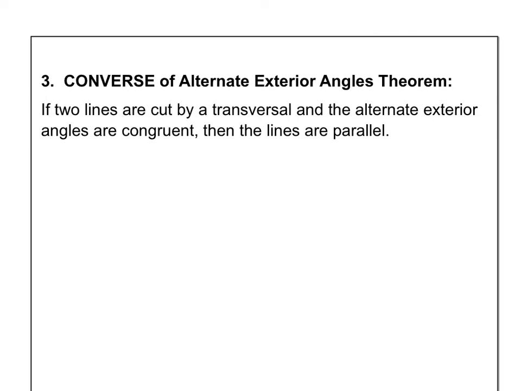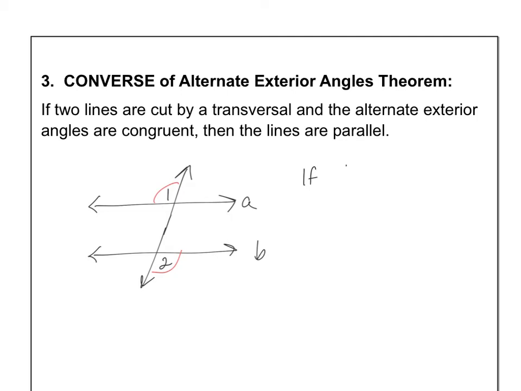Number 3, if two lines are cut by a transversal, so same picture, we'll label A and B, but this time we're going to mark angles 1 and 2 out here as alternate exterior angles. So if your two lines are cut by a transversal and the alternate exterior angles are congruent, then the lines are parallel. So if angle 1 is congruent to angle 2, then for sure A is parallel to B.